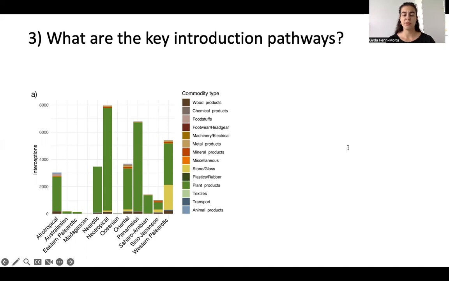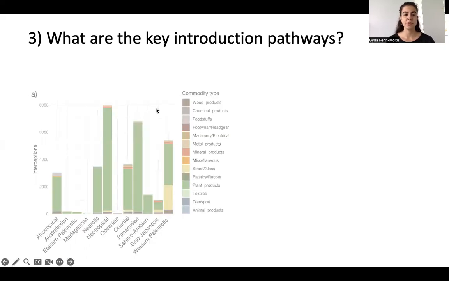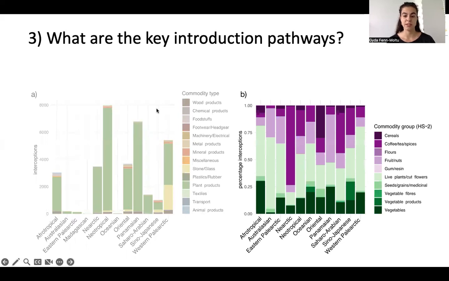However, the main introduction pathways did vary depending on where they were arriving from. For example, to the right here, you've got this chunk of yellow from the Western Palearctic, which is ceramic tiles, which really represent a major source coming from this region. The same goes if we look at different types of plant products. For example, it's mainly fruits from Central America and mostly live plants or cut flowers arriving from Europe that are important targets for management.